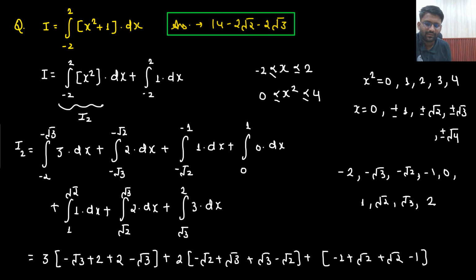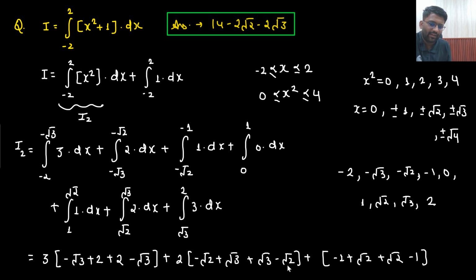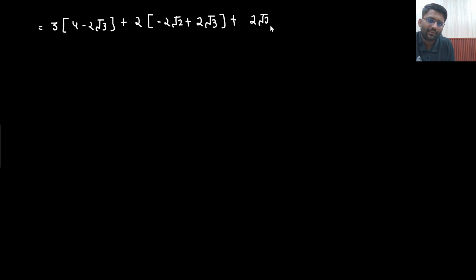So what are you getting? 3 into 4 minus 2 under root 3, plus 2 into minus 2 under root 2 plus 2 under root 3, plus 1 into 2 under root 2 minus 2.